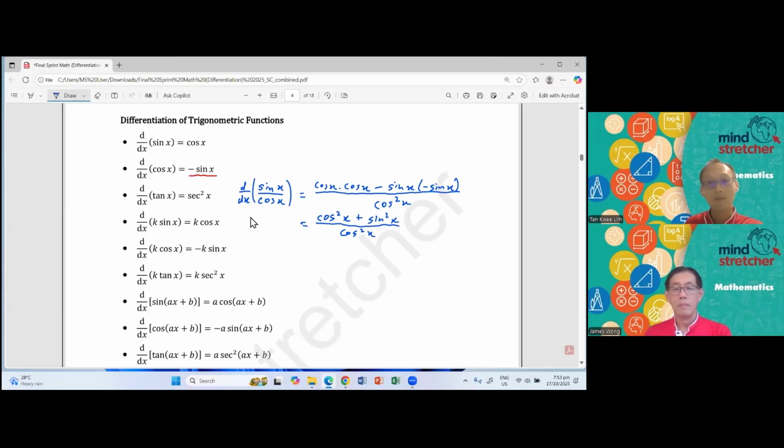And what is cosine square x plus sine square x? That would be 1, right? Equals 1. So that means in the end I will have 1 over cosine square x, which is actually 1 over cosine, and 1 over cosine is actually secant. So that means this is going to be secant square x. Right, so if you happen to be asked to prove it, this is actually how you can prove it also, right? Okay.